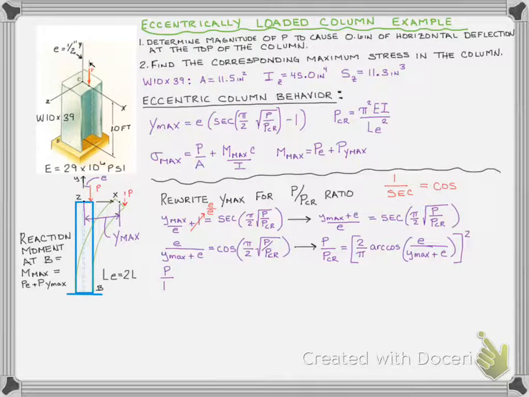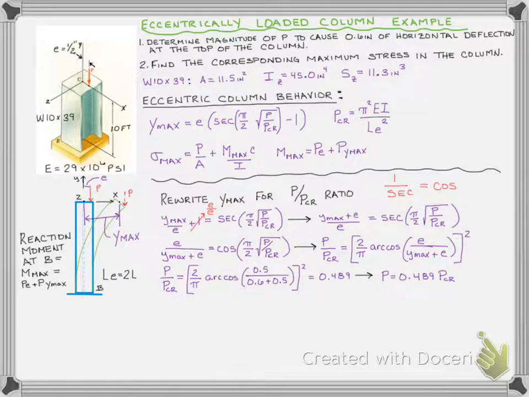And we know everything that goes in that formula, so we can actually start plugging values in. So we'd have 2 over pi times the inverse cosine of our eccentricity, which is a 1/2 inch, divided by our 0.6 inches plus a 1/2 inch. That quantity squared, and it turns out that's 0.489, and so P is just 0.489 times P critical.